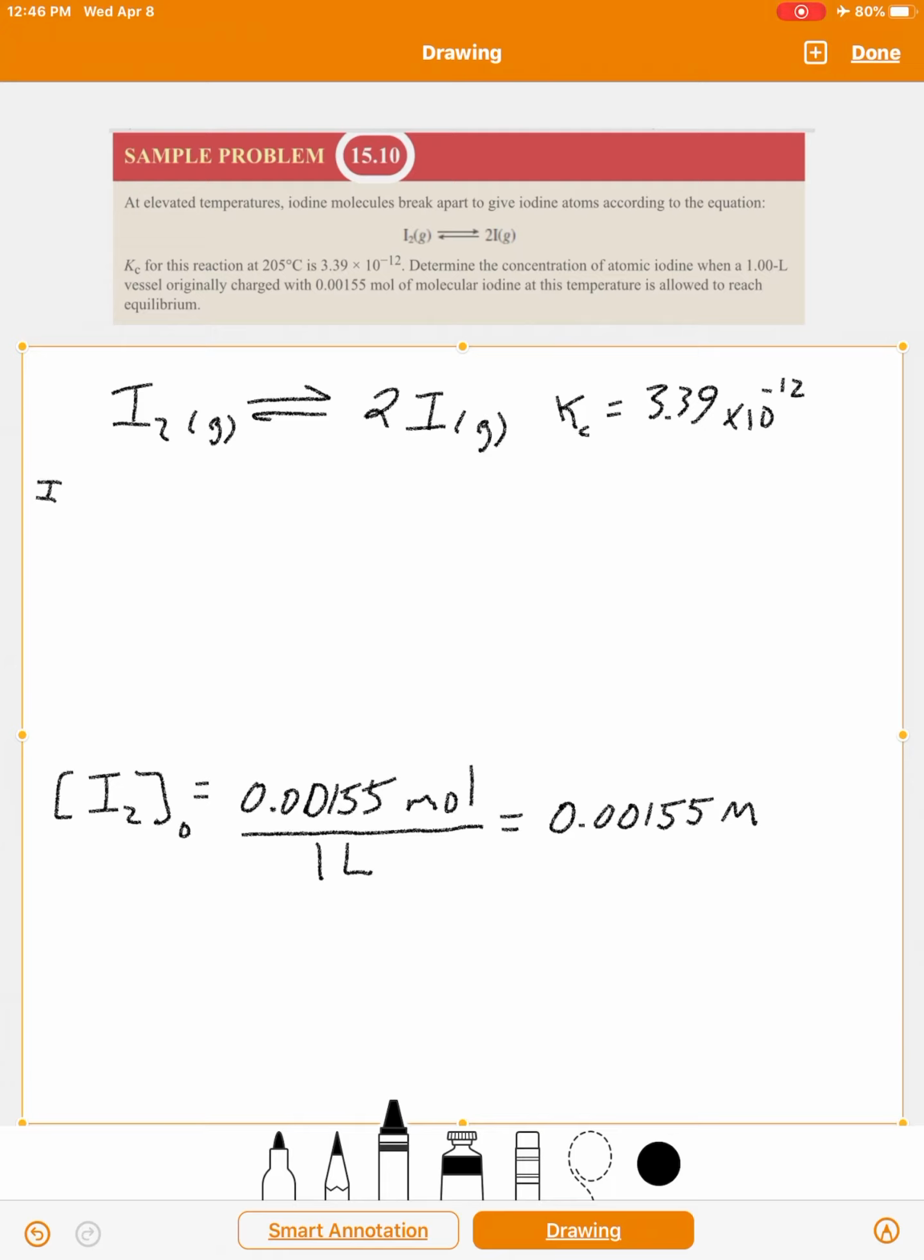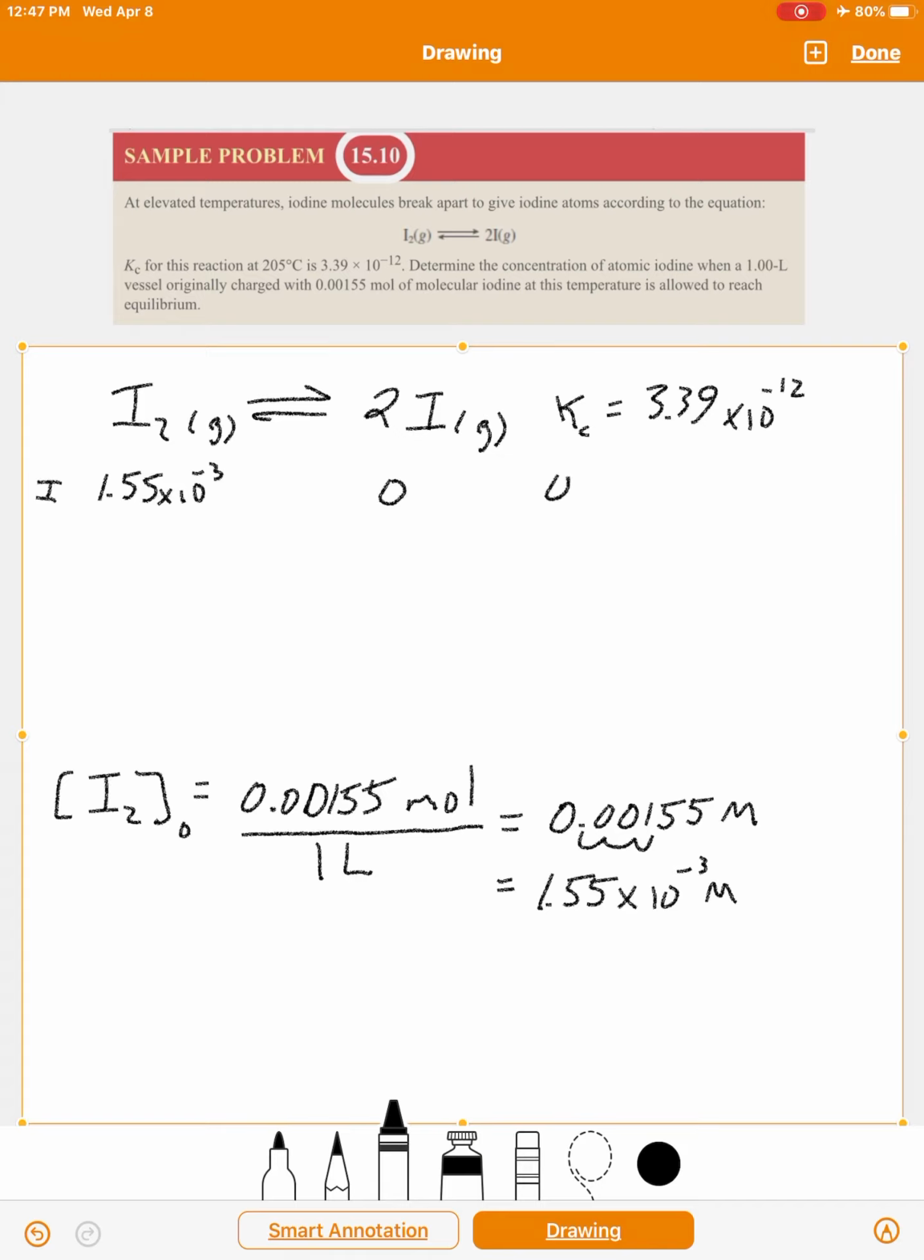All right, so let's put that in here. I'm going to put that into scientific notation. If you move the decimal to the right, it becomes negative. If you move it to the left, it becomes positive. So 1.55 times 10 to the minus 3. Now, the initial concentration of atomic iodine is 0 because they didn't add any, so that must be 0. Okay? So how do we deal with this?